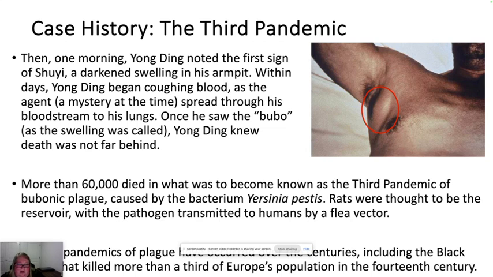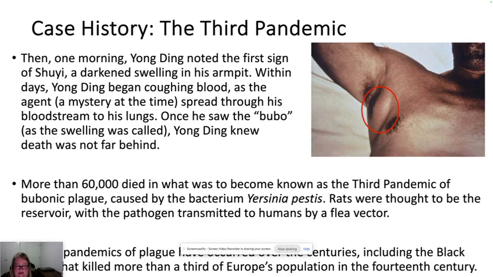Okay, in 1884 in southern China, more than 60,000 people died from what has now become known as the third pandemic of the bubonic plague. Okay, this is the same as the Black Death plague. It's caused by Yersinia pestis. Okay, so for a long time, rats were thought to be the reservoir, and the pathogens were transmitted to humans by a flea vector.